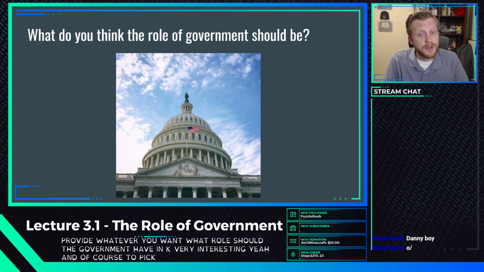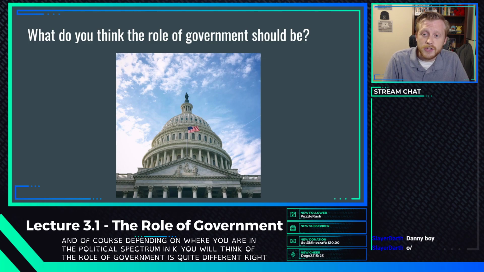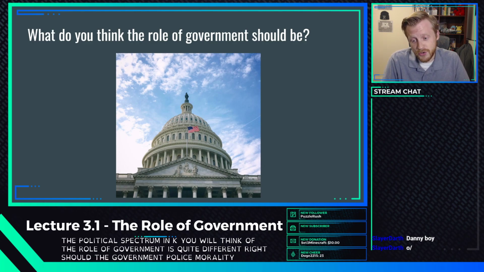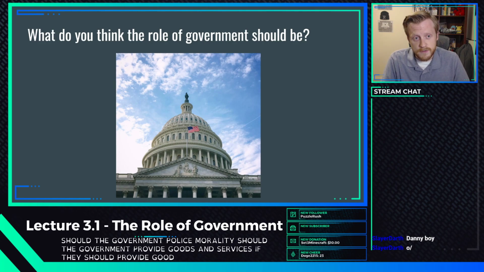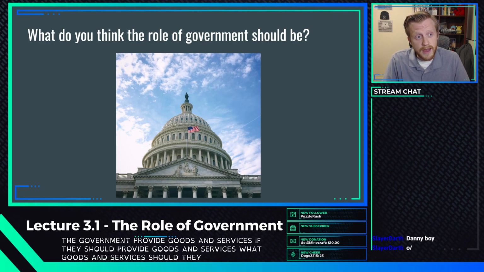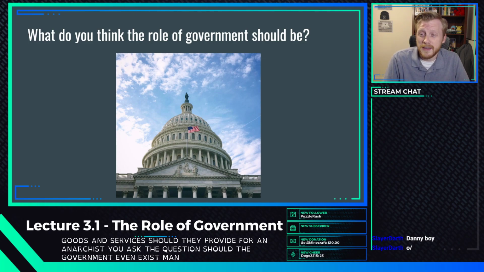And of course, depending on where you are in the political spectrum, you will think that the role of the government is quite different. Should the government police morality? Should the government provide goods and services? If they should provide goods and services, what goods and services should they provide? If you're an anarchist, you ask the question, should the government even exist?